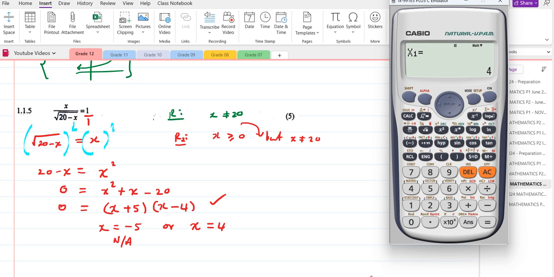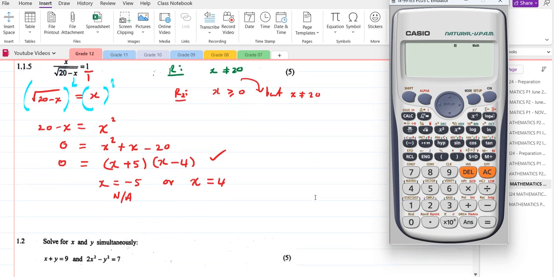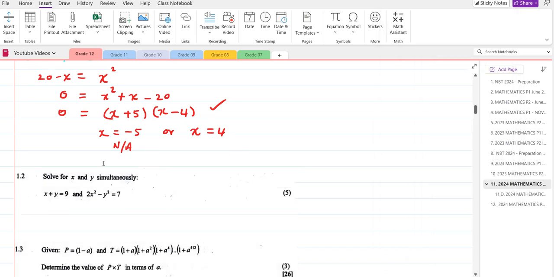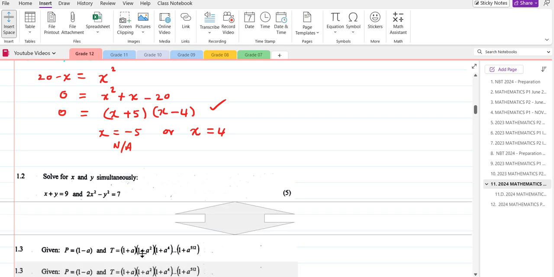X equals 4, or x equals minus 5, and now switch the signs around. Bring the minus 5 over and the 4 over and put it into brackets. I hope you guys are understanding. Don't forget to leave comments if you have better methods and stuff. Let's continue on to the next question.